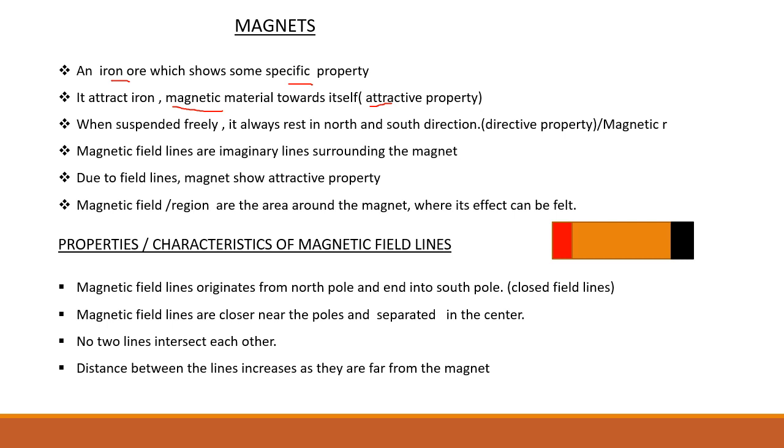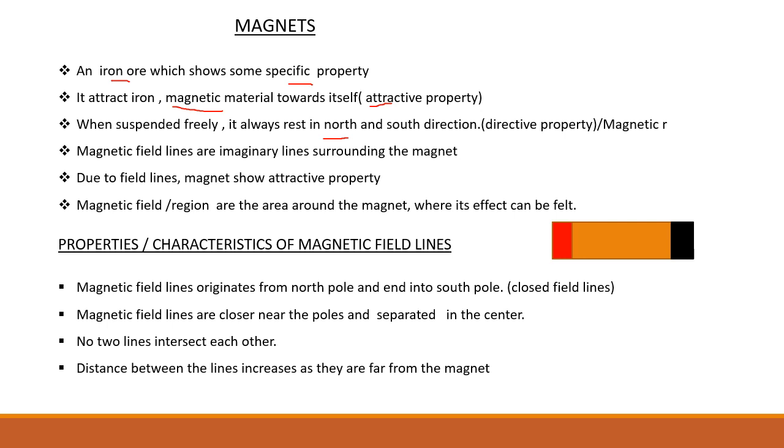Second, when we suspend a magnet freely, it always rests in north and south direction. That is, it always shows north and south direction. This is called directive property of the magnet. The side of the magnet which is towards north is called north pole, and the side which is towards south is called south pole.